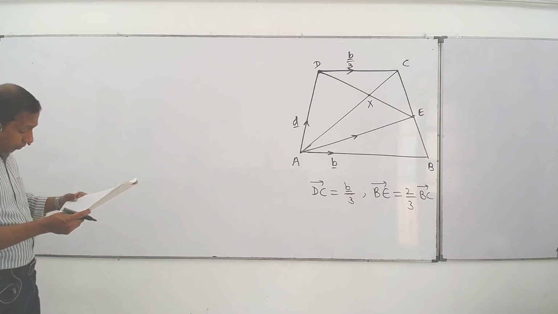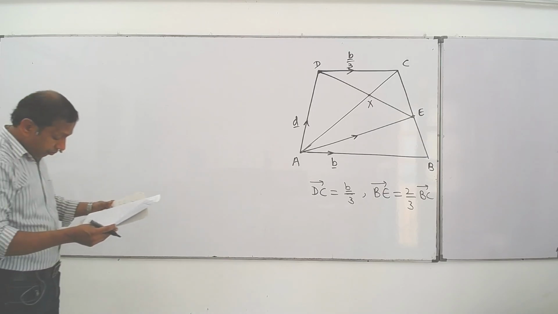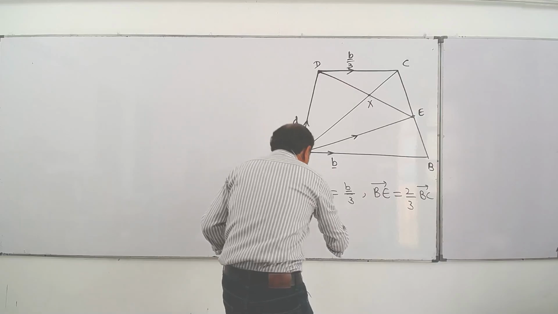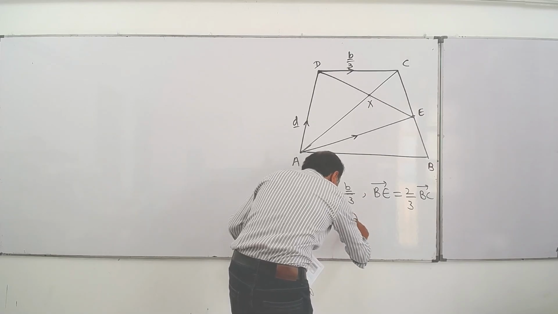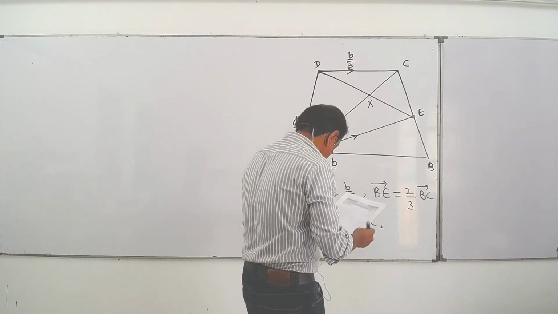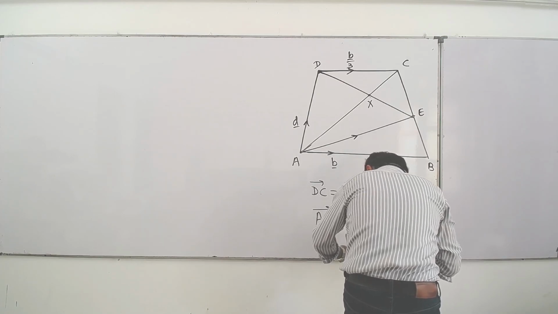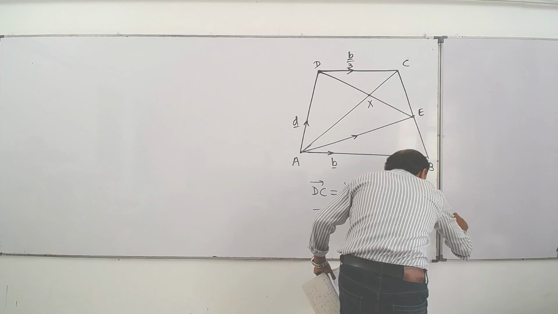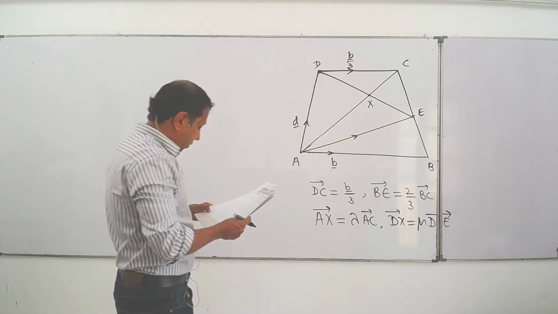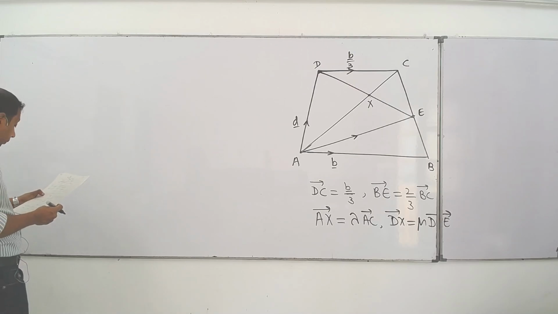Now, the first one is asking for this. AX equals lambda AC and DX equals mu DE are given. AX vector is given as lambda AC, and DX vector is given as mu DE. Now, this is the diagram.